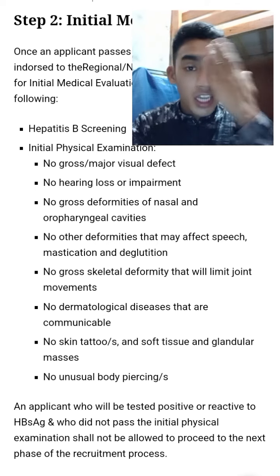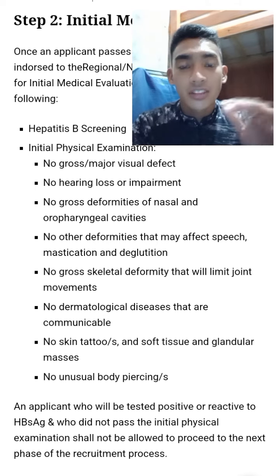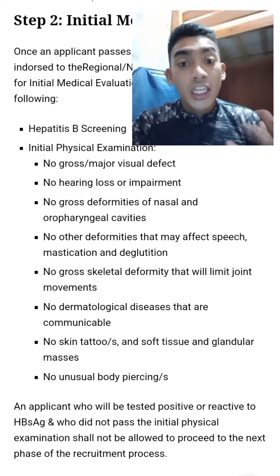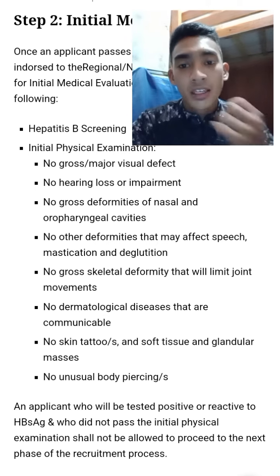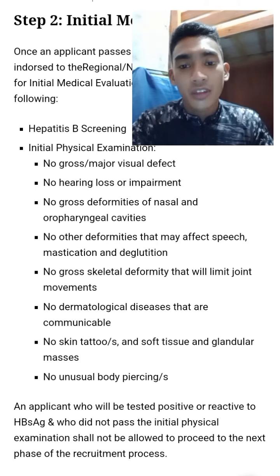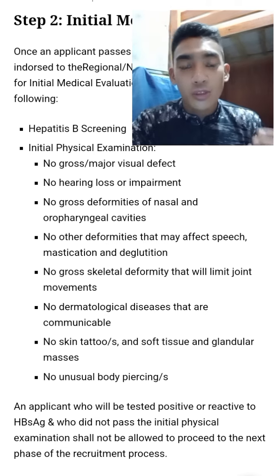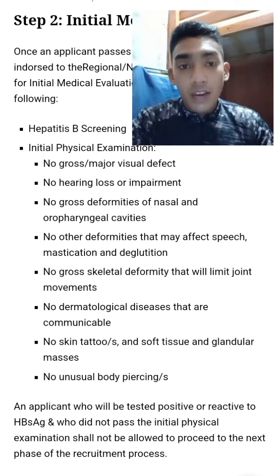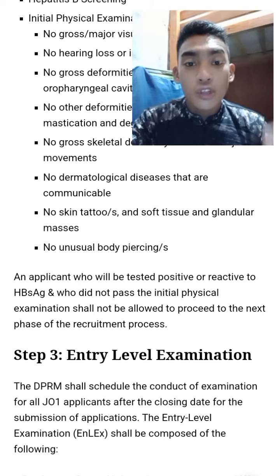The personnel used the Ishihara chart to check colors, the numbers there, the written letters. You can search it in Google. This is to determine if there is any visual defect, hearing loss or impairment, gross deformities of nasal and oropharyngeal cavities, no other deformities which may affect speech, mastication or deglutition, no gross skeletal deformity that will limit joint movements. Scoliosis is also a hindrance. And then no communicable dermatological diseases. So as of now, if you have it, let it be cured already. No skin tattoos, soft tissue, and glandular masses.